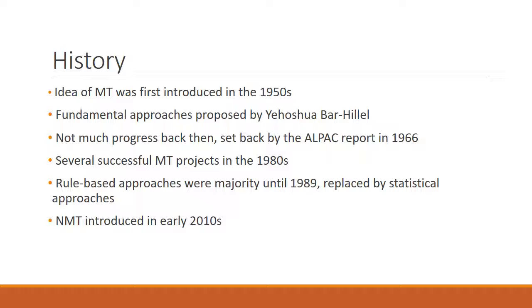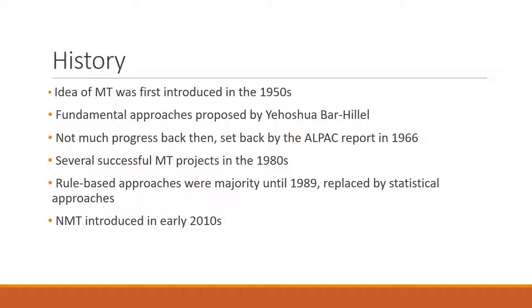Machine translation was first introduced in the 1950s, during which an Israeli mathematician named Yehoshua Bar-Hillel described some fundamental approaches to machine translation in his research report, but very few constructive efforts were made back then. In 1966, a report from the Automatic Language Processing Advisory Committee short-sightedly concluded that there was no need for further research in machine translation, which resulted in an inactivity of machine translation-related research in the US for almost a decade.